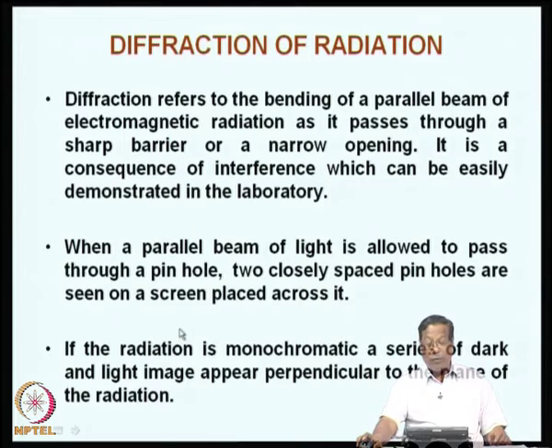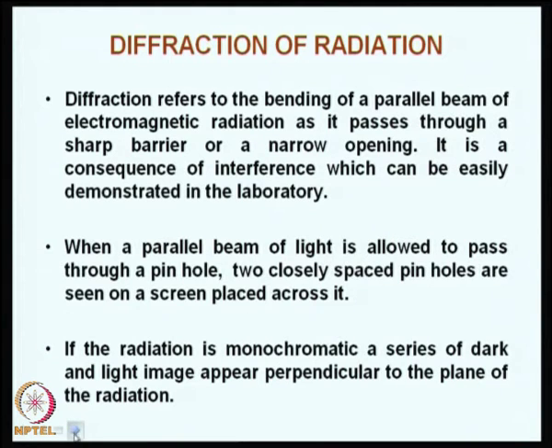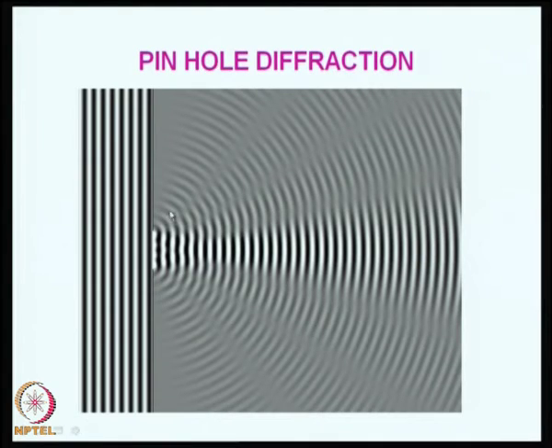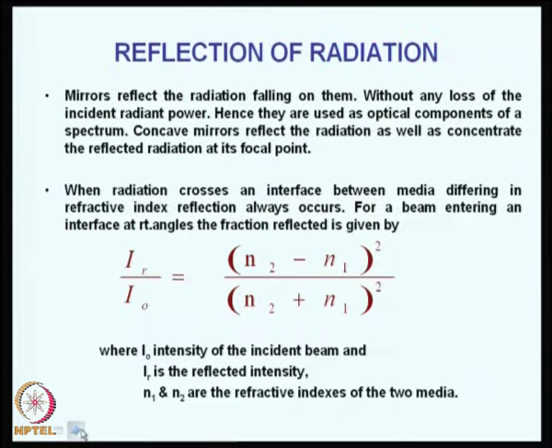If the radiation is monochromatic, what you would see is a series of dark and light images appearing perpendicular to the plane of radiation, like this. So, here we have radiation going along and a small pinhole, and the radiation coming out on this side, where we place a screen, you would see a sharp image of black and white, black and white, black and white. So, this phenomenon is diffraction.